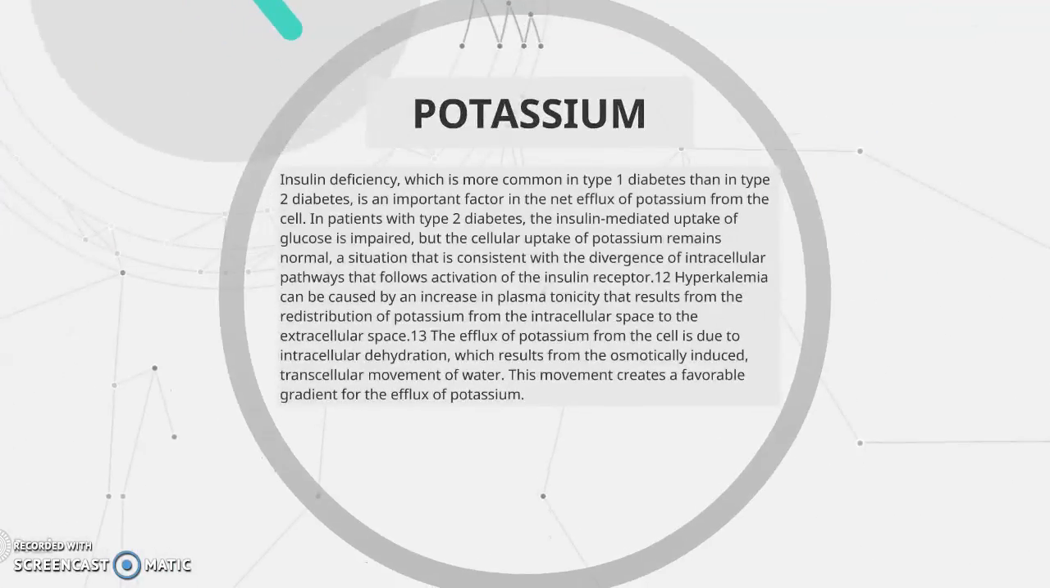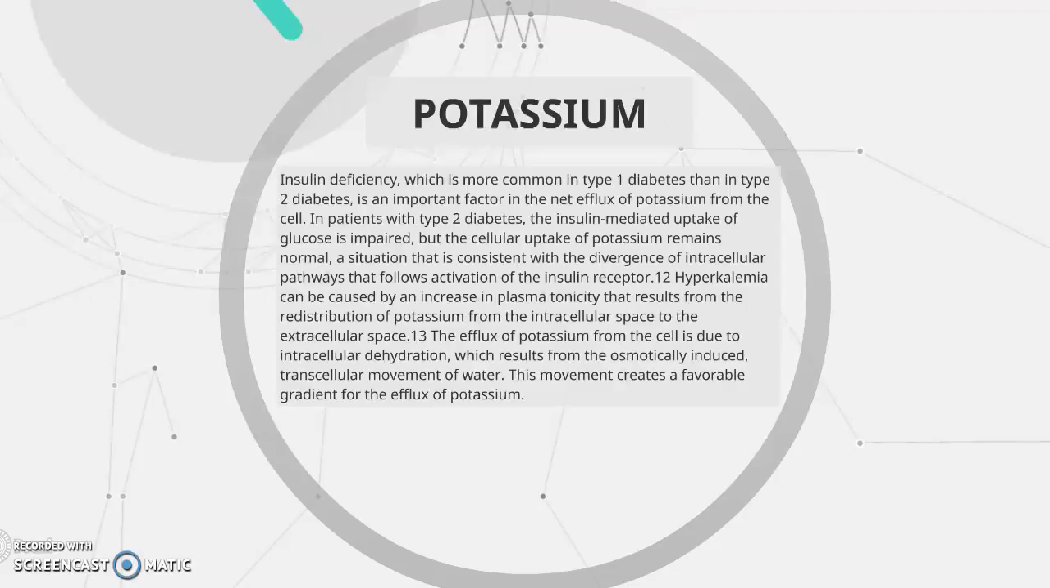Potassium. Insulin deficiency, which is more common in type 1 diabetes than in type 2 diabetes, is an important factor in the net efflux of potassium from the cell. In patients with type 2 diabetes, the insulin-mediated uptake of glucose is impaired, but the cellular uptake of potassium remains normal, a situation that is consistent with the divergence of intracellular pathways that follow activation of the insulin receptor.